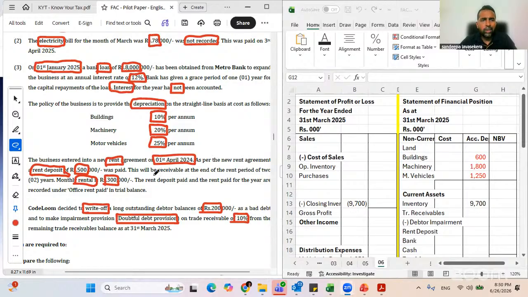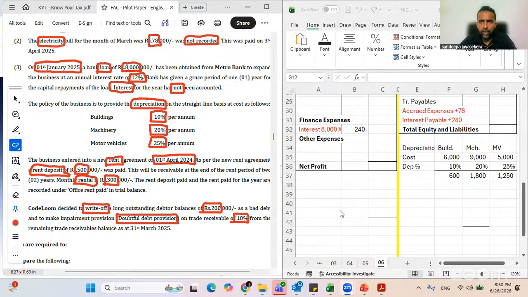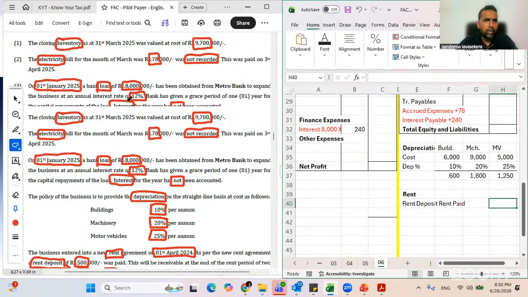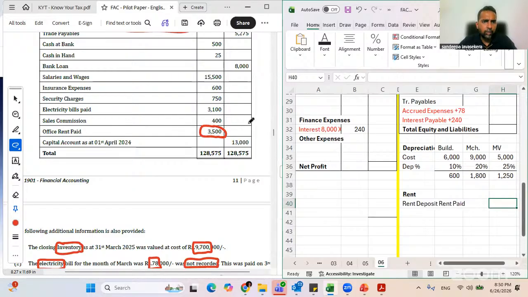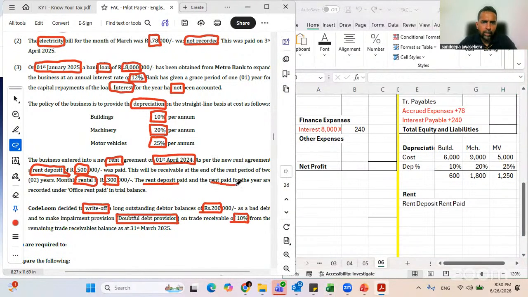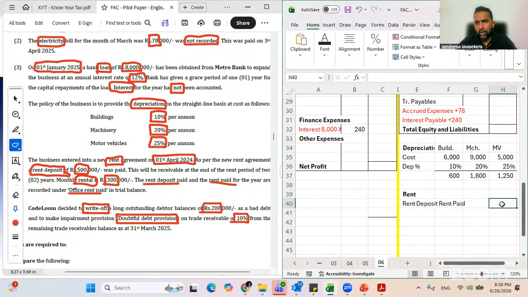So the next one is about the rent. Let's see what we can do here. As per the question regarding the rent, we'll try to adjust that. As per the trial balance, the rent deposit and rent paid is 3,500. We highlighted here. Office rent paid is 3,500. That includes the deposit and the rent paid. So it is 3,500.